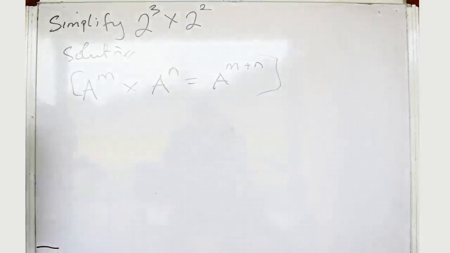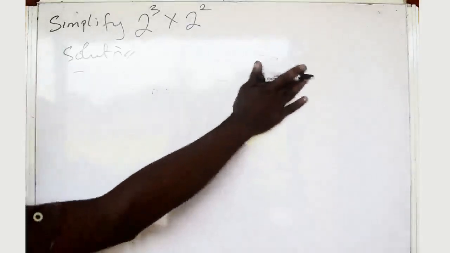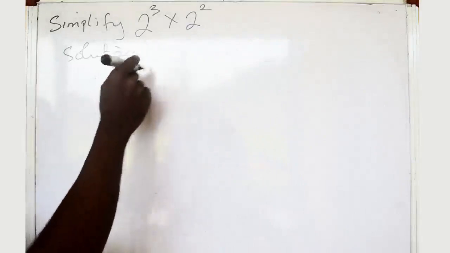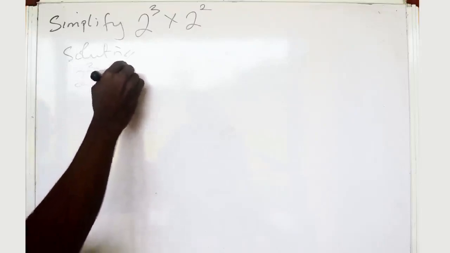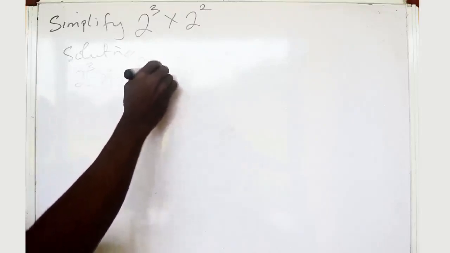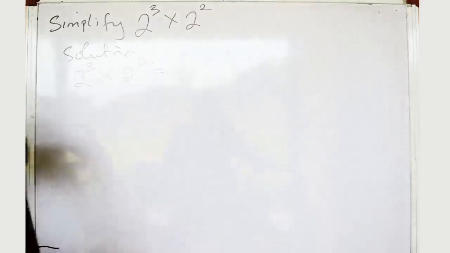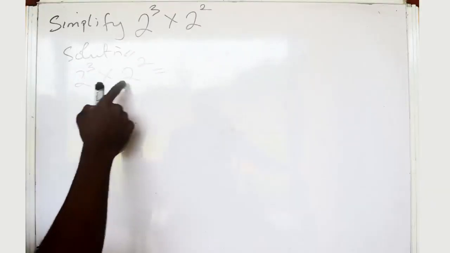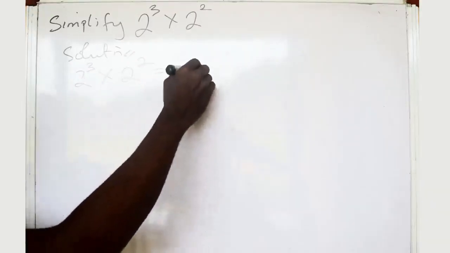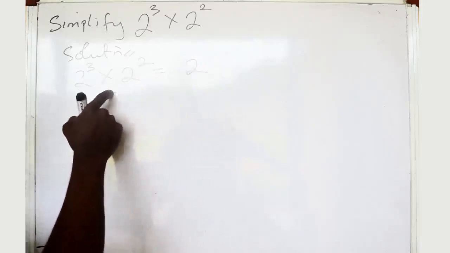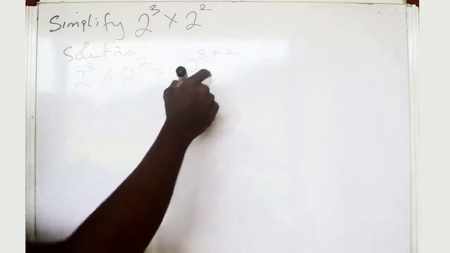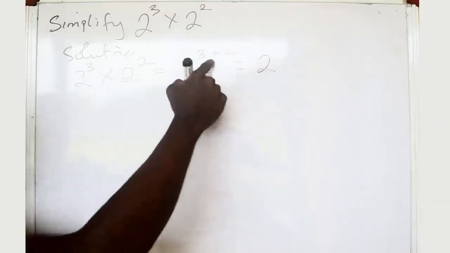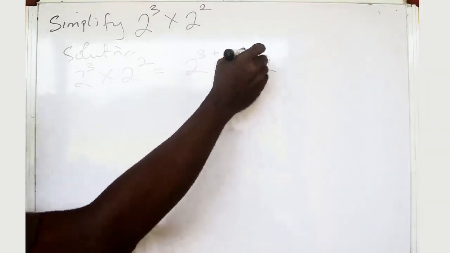Now, how do we translate this to normal numbers? So if I clean this and bring down the numbers, we have 2 raised to the power 3 multiplied by 2 raised to the power 2. If we check here, we have the same bases. You pick one base. For the fact that we are dealing with multiplication, we add the powers. So here now, 2 raised to the power 3 plus 2, which is 5.